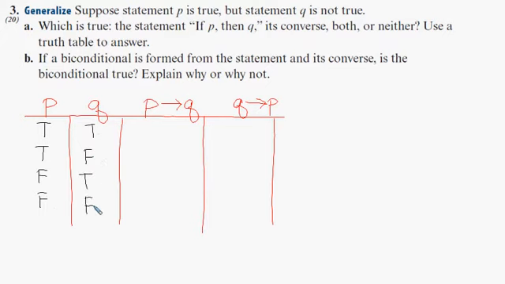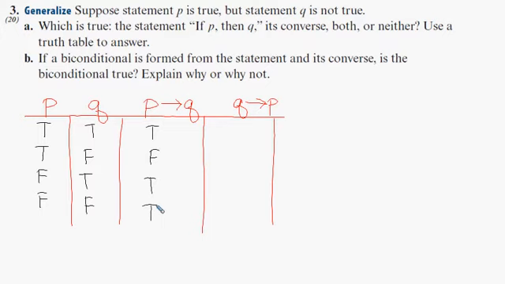Okay, so if you recall, the only way that a conditional statement is false is if the hypothesis is true and the conclusion is false. So this one is false. That means all of these are considered true.